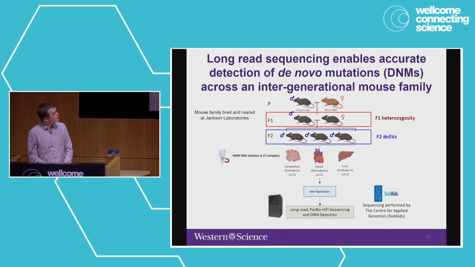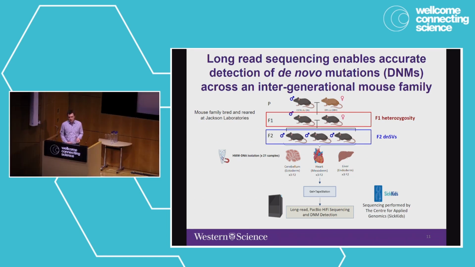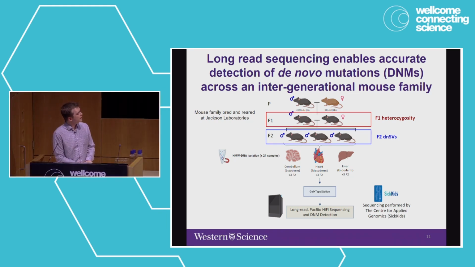By mating the brother and sister of the F1, generating those F2s, I then wanted to, again, test the relationship between those F1 heterozygosity regions and the F2 de novo structural variants more broadly. I did this by collecting high molecular weight DNA from 3 different tissues, specifically the cerebellum, heart, and liver of all of these different mice, and comparing them in this intergenerational approach to elucidate those de novo mutations.